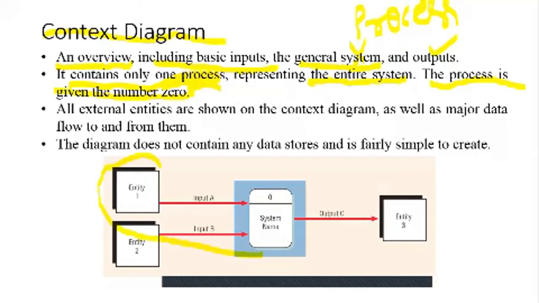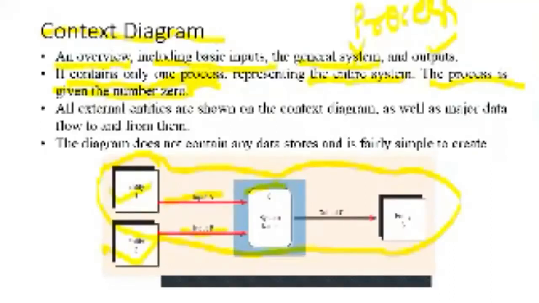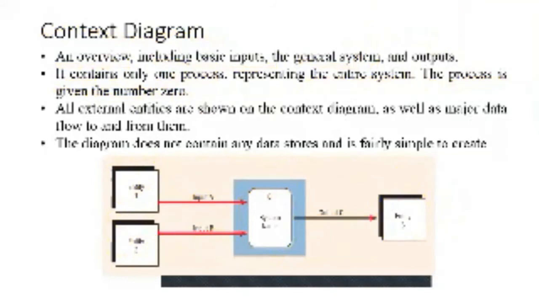For example, this is the context diagram, and in this context diagram, these two entities are giving input A and input B to the process, and this process is given the number 0, and it is giving some output to the third entity. So in the context diagram, we show all external entities. This is important. In the context diagram, all entities are shown, but the whole operation or whole work is represented by only one process.